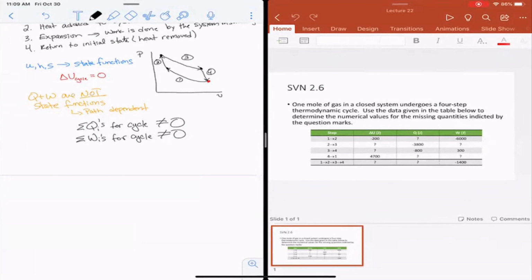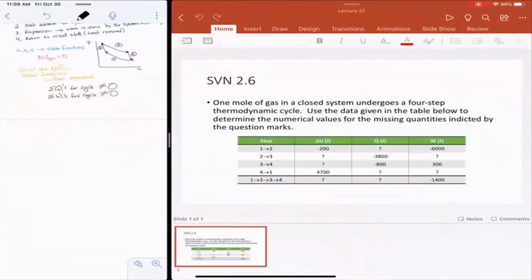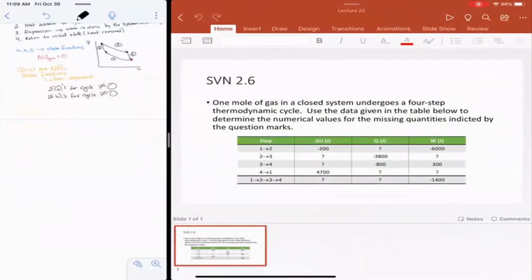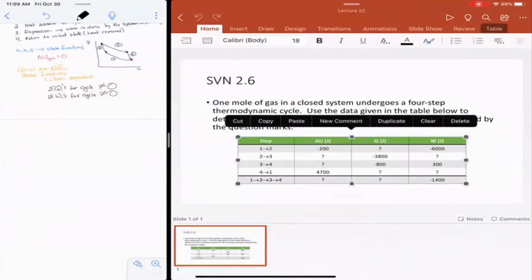Okay, so the very first way that I'll go about applying this is that we know that delta U for the entire cycle has to be equal to 0, right? And so let's go ahead and I'm going to get rid of that.